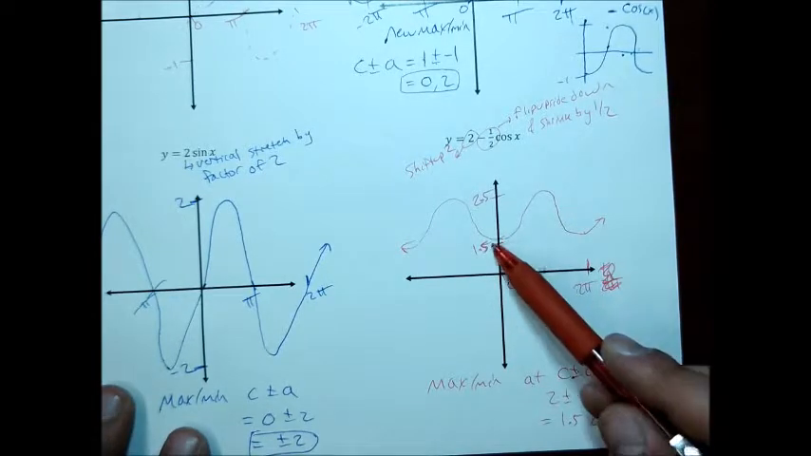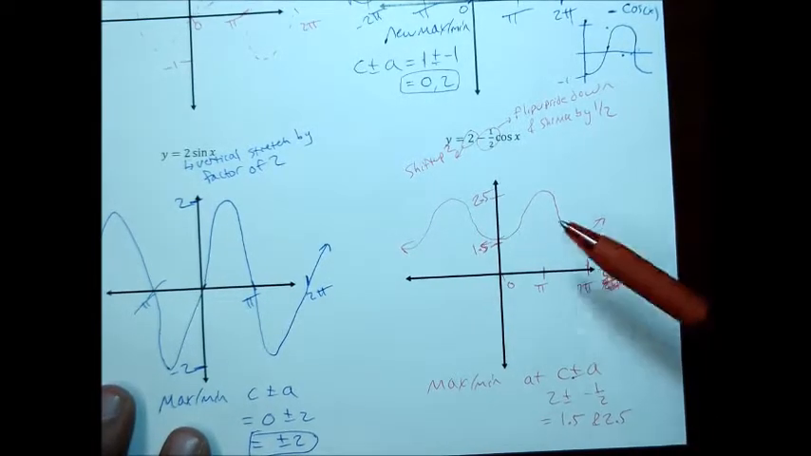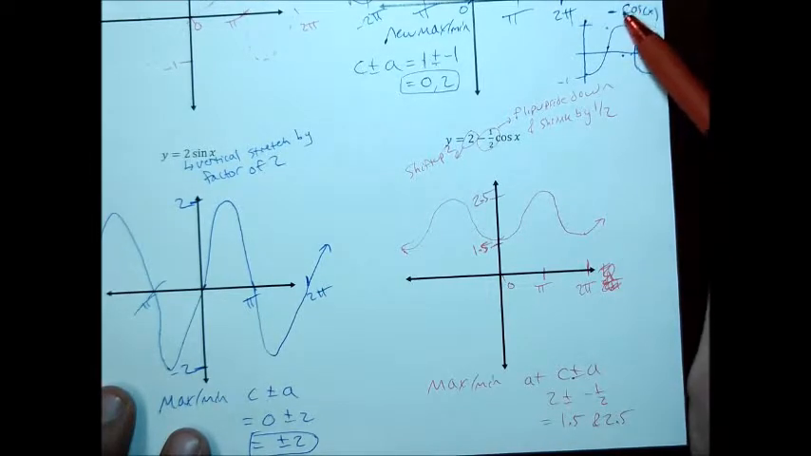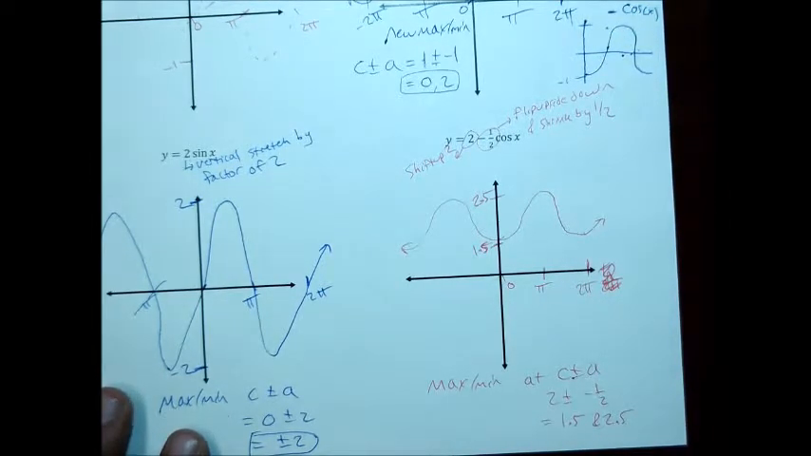Notice we've got our min and our max at 1.5 and 2.5. This peak is still at pi, right? Because we've got the upside down cosine shape right here, and that's what that one might look like.